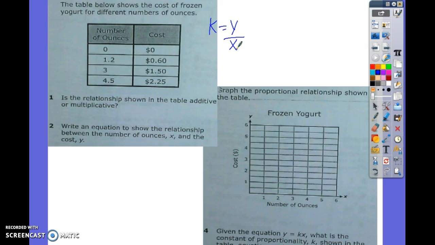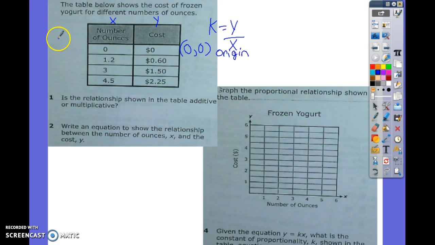So we have the number of ounces on the left, so that's our x value, and cost is on the right, so that is our y value. So when we have 0 ounces, we will pay $0. That lets us know that 0, 0 is an ordered pair, and that it's going through the origin, which is one requirement for a proportional relationship. Let's find k is equal to y divided by x.